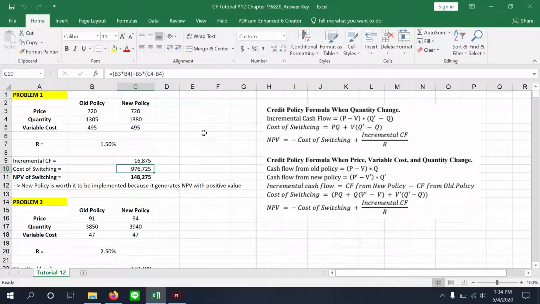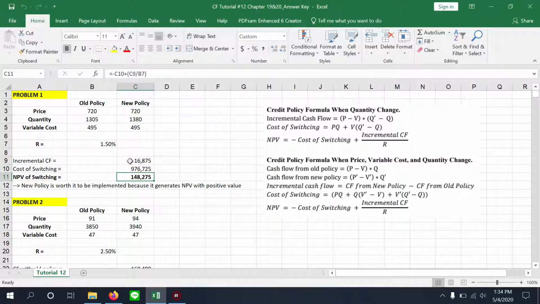And then next, you need to know what the cost of switching is. Basically, the cost of switching is the previous sales plus the increase of variable cost due to the new product. The incremental cash flow is the difference between the old policy and the new policy. I will explain a better formula in problem 2.